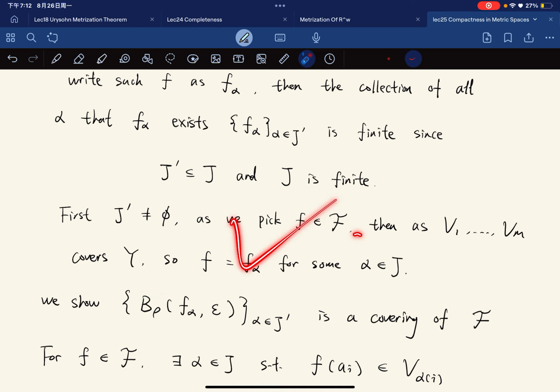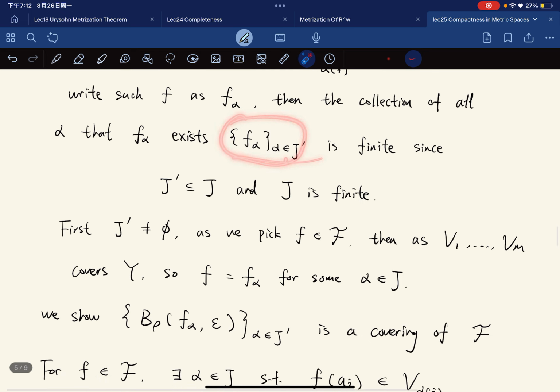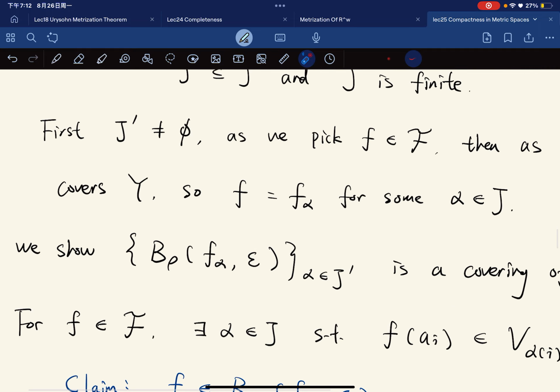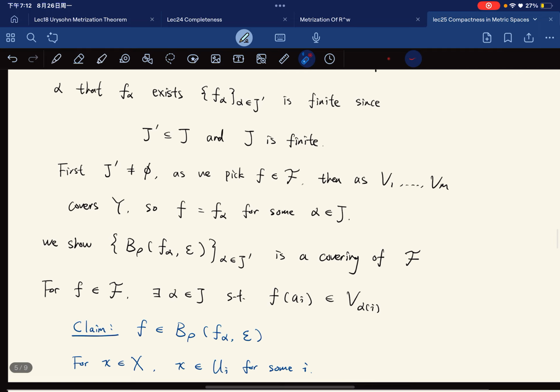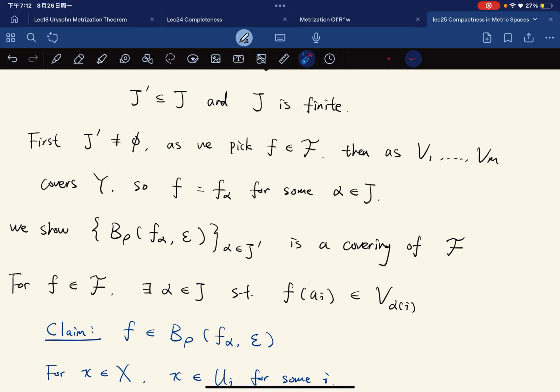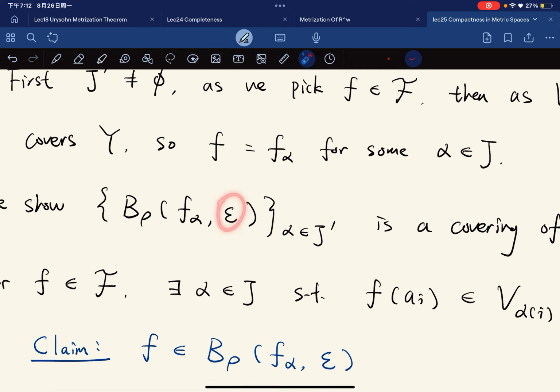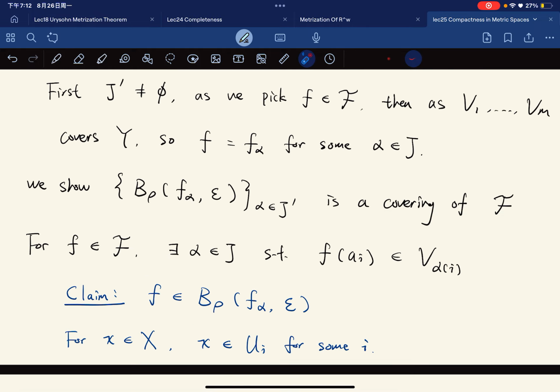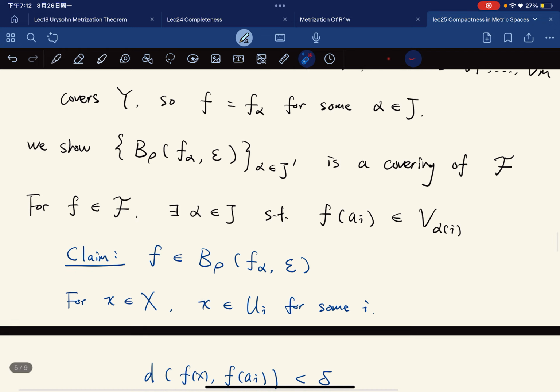And now suppose that this collection is given. We show that this collection is a covering of F. We see that it is epsilon balls, and it is finite, and it's a covering of F. If we show this, then we're done. For any f in F, first there exists an alpha in J such that this is true because they cover Y. And we claim that this f is in the epsilon ball of the f_alpha for this corresponding alpha.